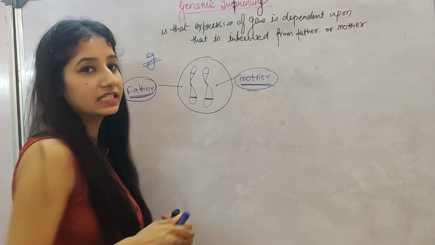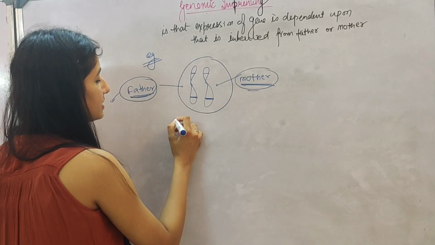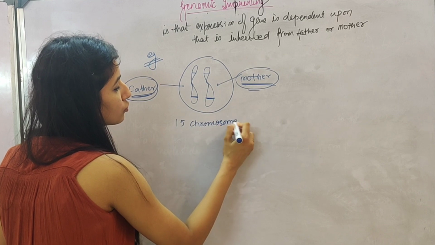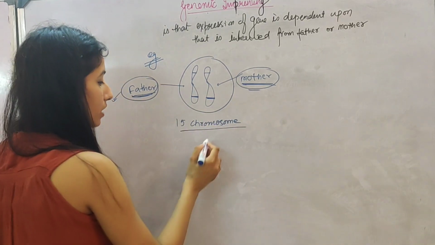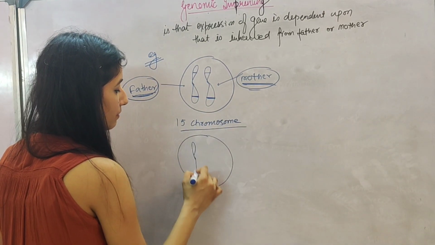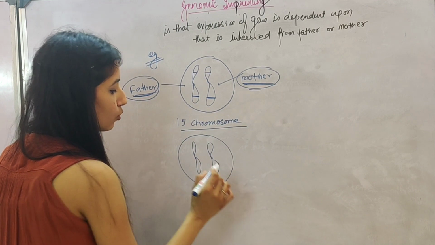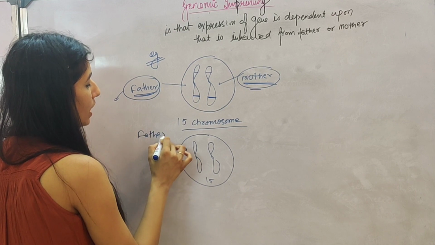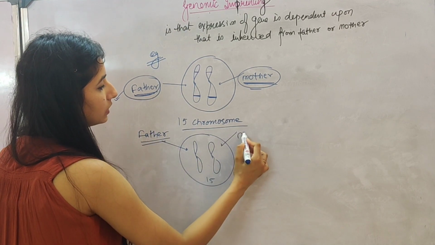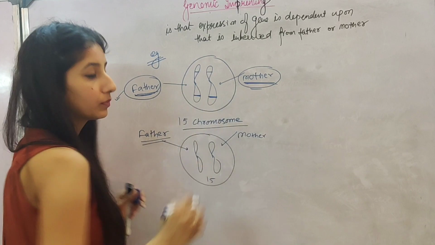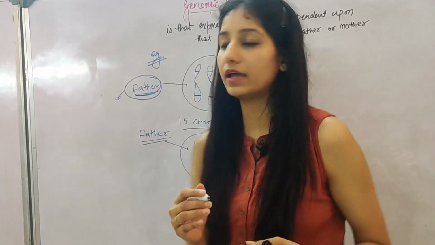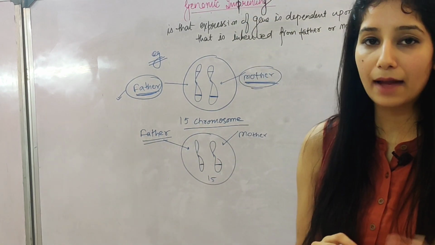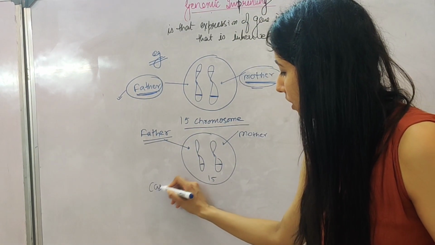For example, let's see a detailed example. If we see the 15th chromosome in a human, there are obviously two 15th chromosomes present. One we have taken from the father and the other we have taken from the mother. So what happened in this? There is a specific region. Let's take a case first.